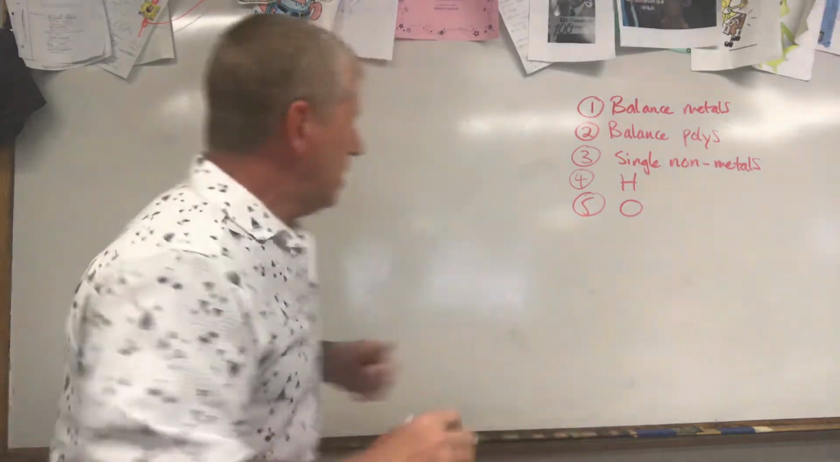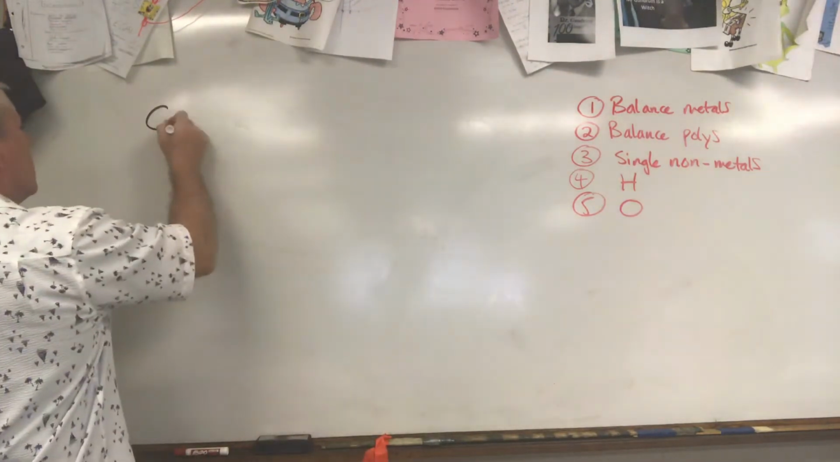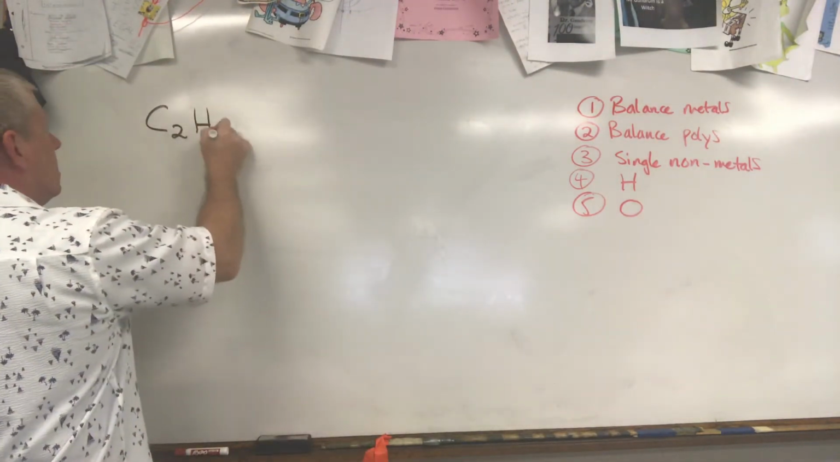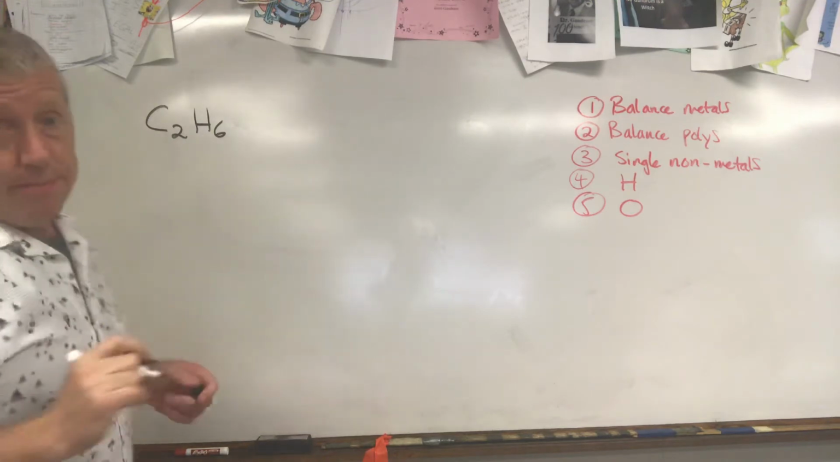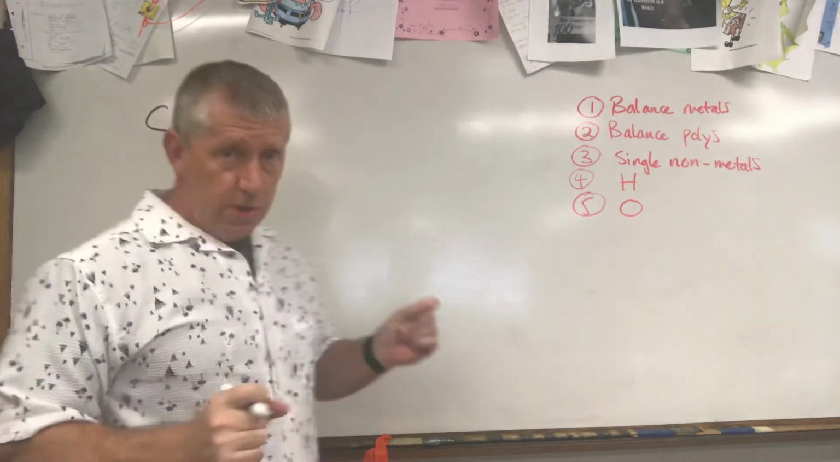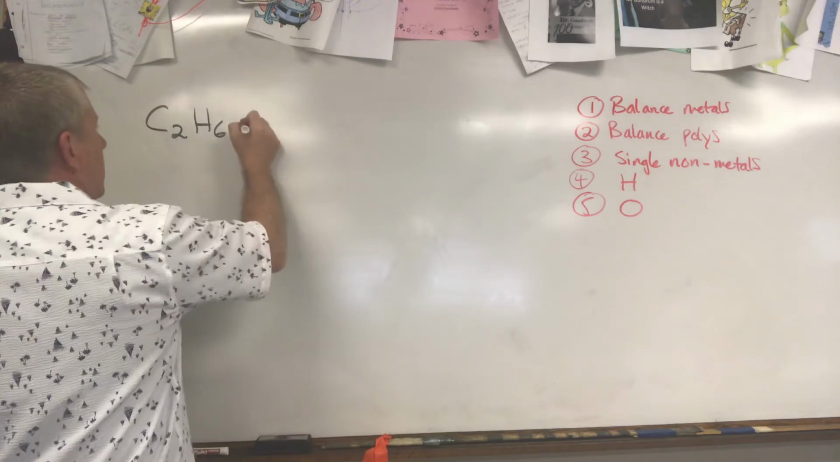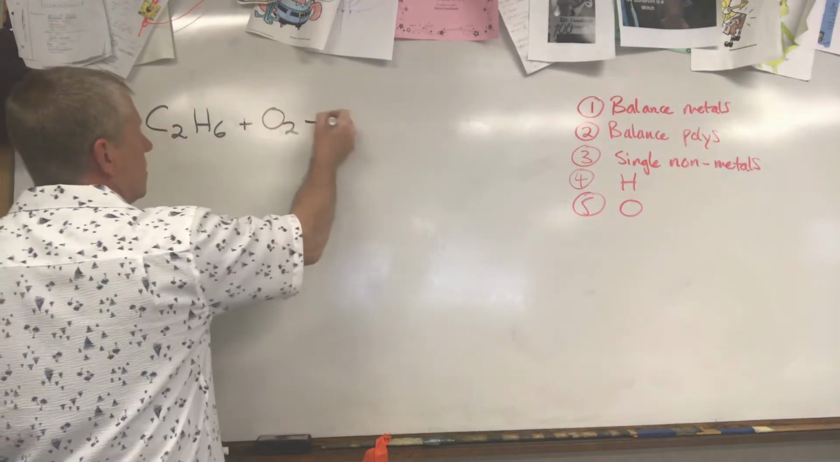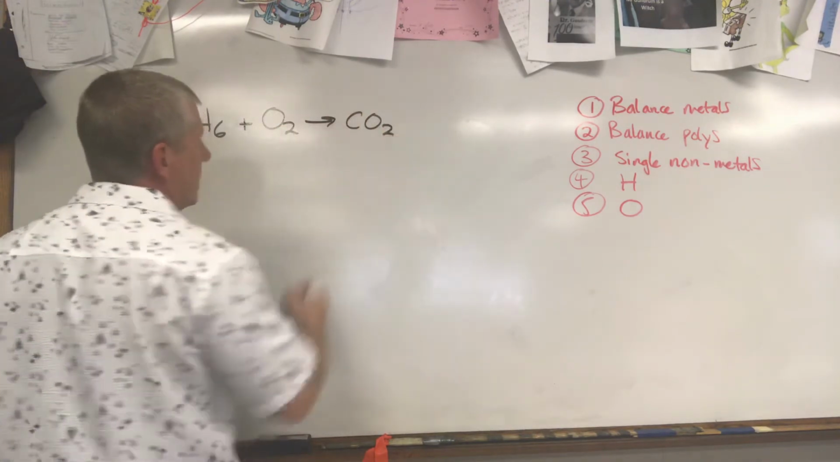Okay. Let's say that I have that compound, C2H6. And it's combusting, and it's forming some carbon dioxide.